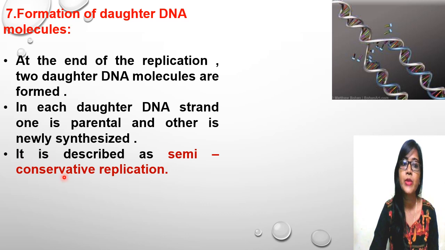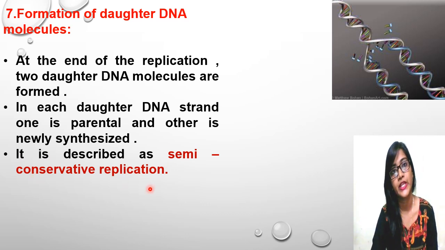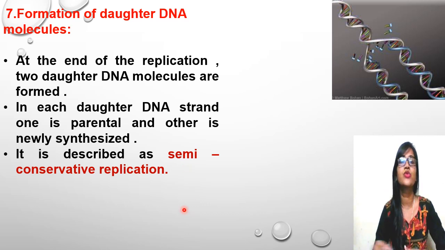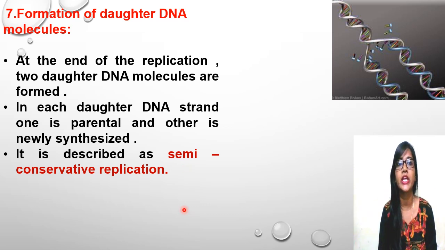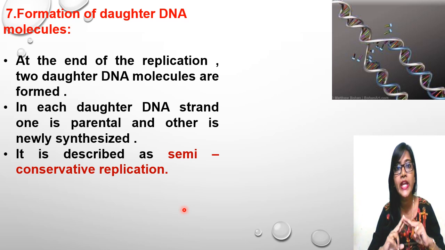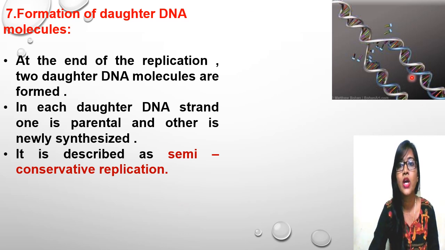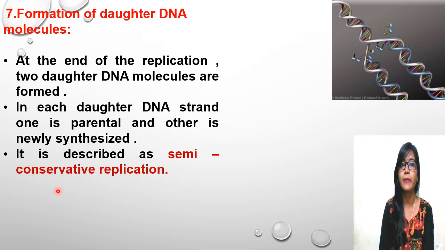It is described as semi-conservative replication. Semi means half. Out of these two strands of each newly formed DNA, one is the old strand while another is the newly formed strand. So one is the parental DNA strand, another is the daughter strand. Because of that, it is called semi-conservative replication.